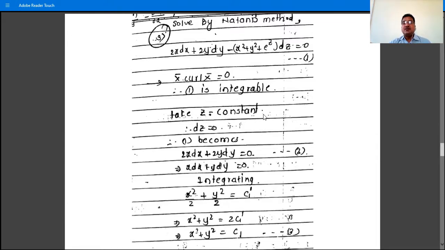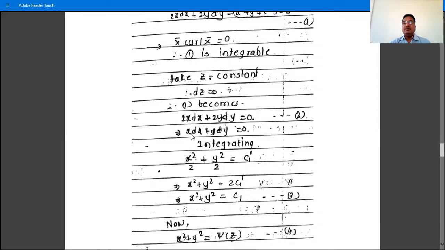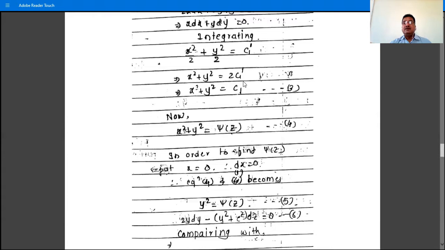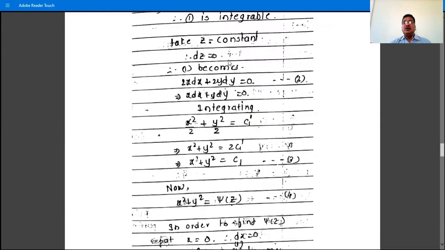Then treat z as a constant, and therefore dz is equal to 0. So equation 1 becomes, substituting dz as 0, 2x dx plus 2y dy is equal to 0, equation number 2. Solve this equation, dividing by 2, x square by 2 plus y square by 2 is equal to c1 dash, suppose, constant of integration. x square plus y square is 2 c1 dash, and then x square plus y square is equal to c1, equation number 3. And then this c1 may be a function of z.